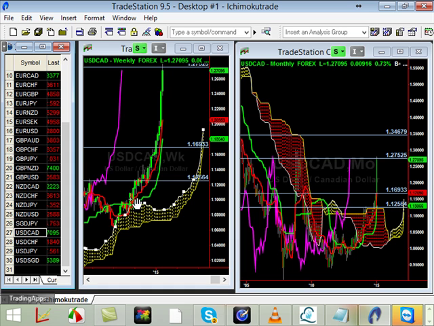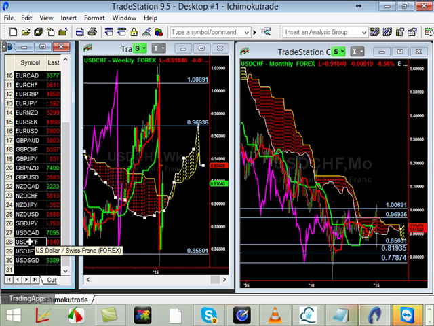US yen really not doing anything, just consolidating here, not really even showing you a bearish tilt anymore with that little spike that happened a couple of weeks ago. And you can see that from here from the weekly time frame.